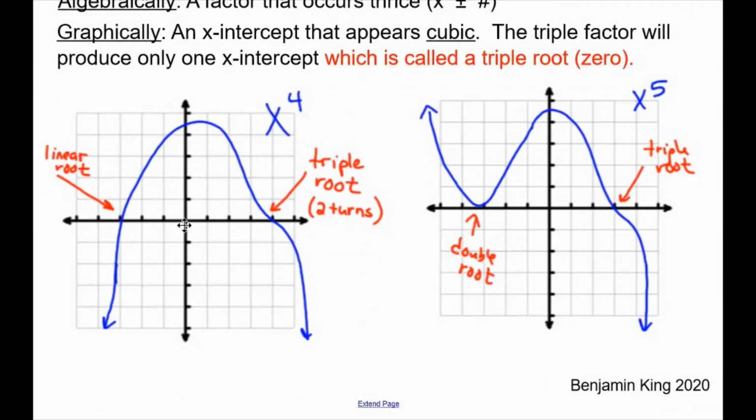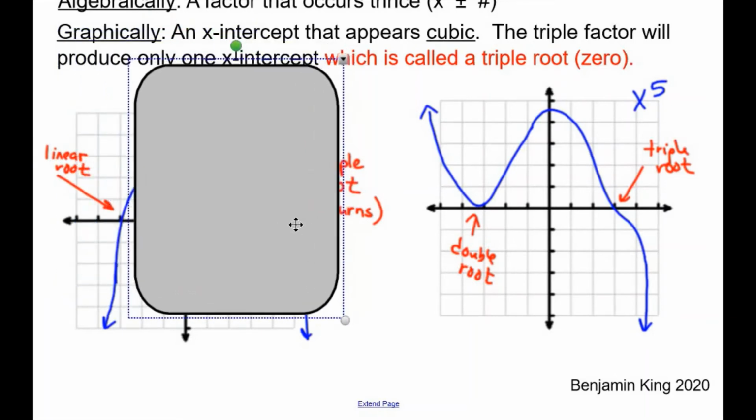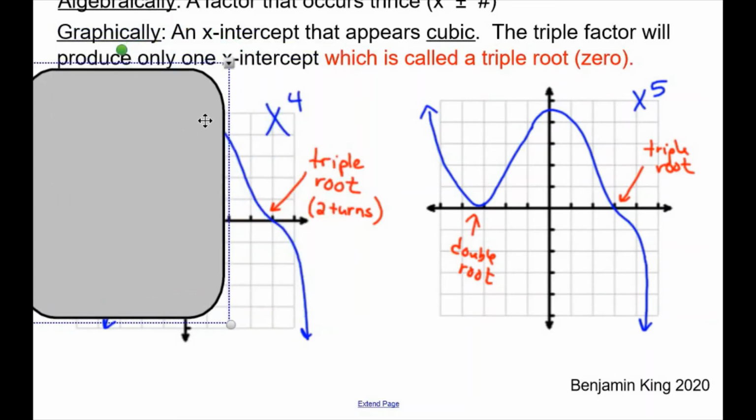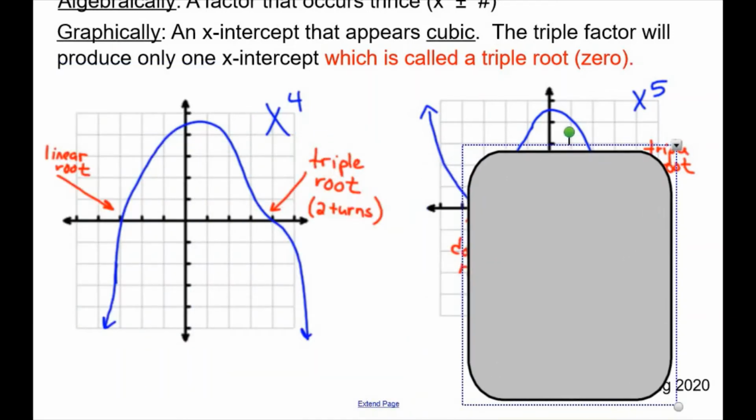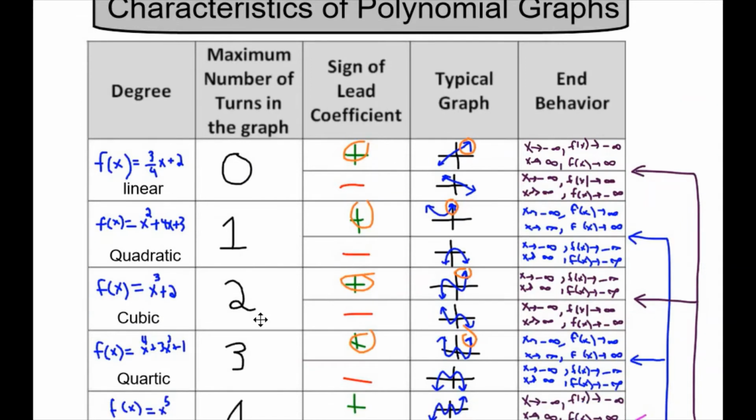So here we have a linear root, and here we have a triple root. Let's just take a closer look at it. Again, that looks like a line, but if I cover that up, it looks like a cube graph from Unit 2. So that actually occurs twice and counts as 2 turns if you were counting. So if you were to count this up to go back and make sure that it abided by this chart, right?